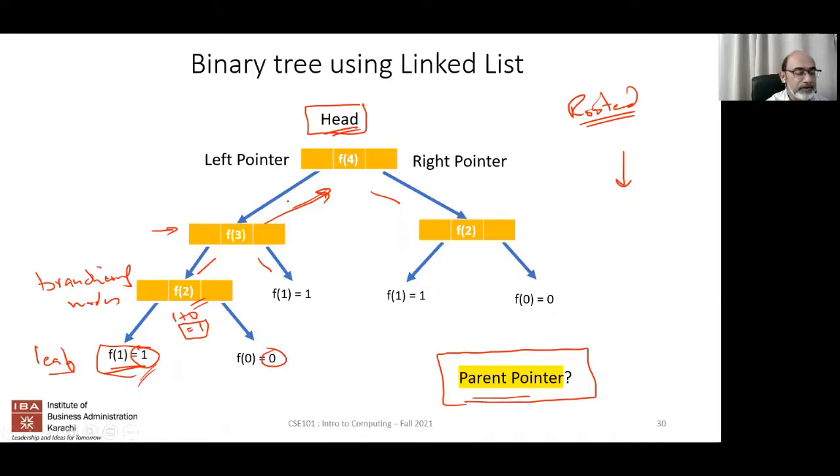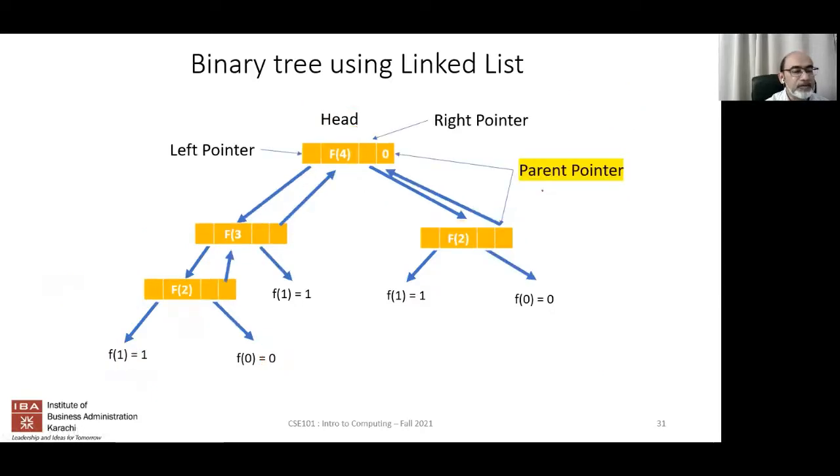Okay. So here is the solution to that. We could have another pointer over here. You can see how the data structure is now being organized. You have a left pointer and a right pointer. And now you also have a parent pointer. In the case of the head node, the parent pointer would be null. But for others, there would be a parent pointer which would point to the location in memory where the parent is located.